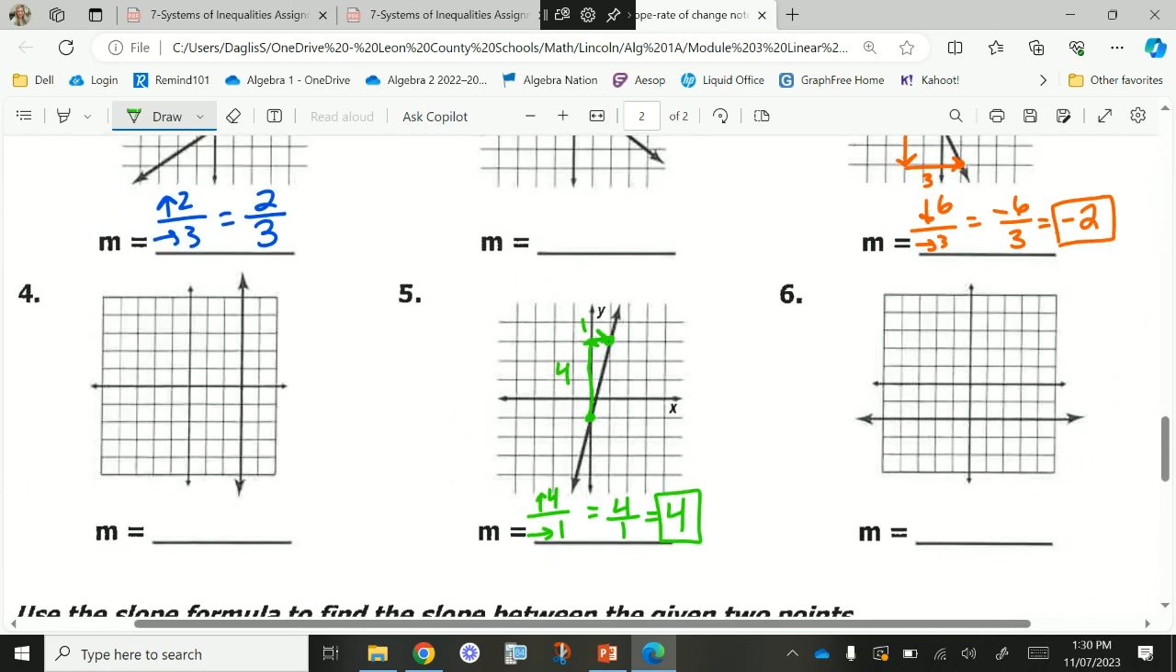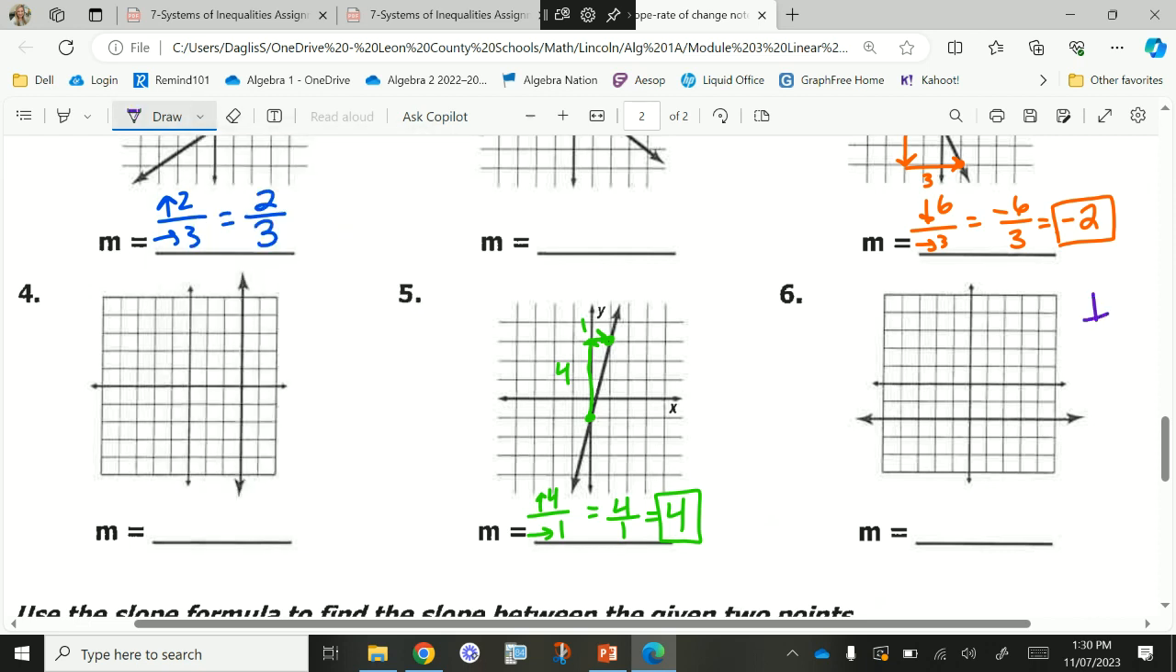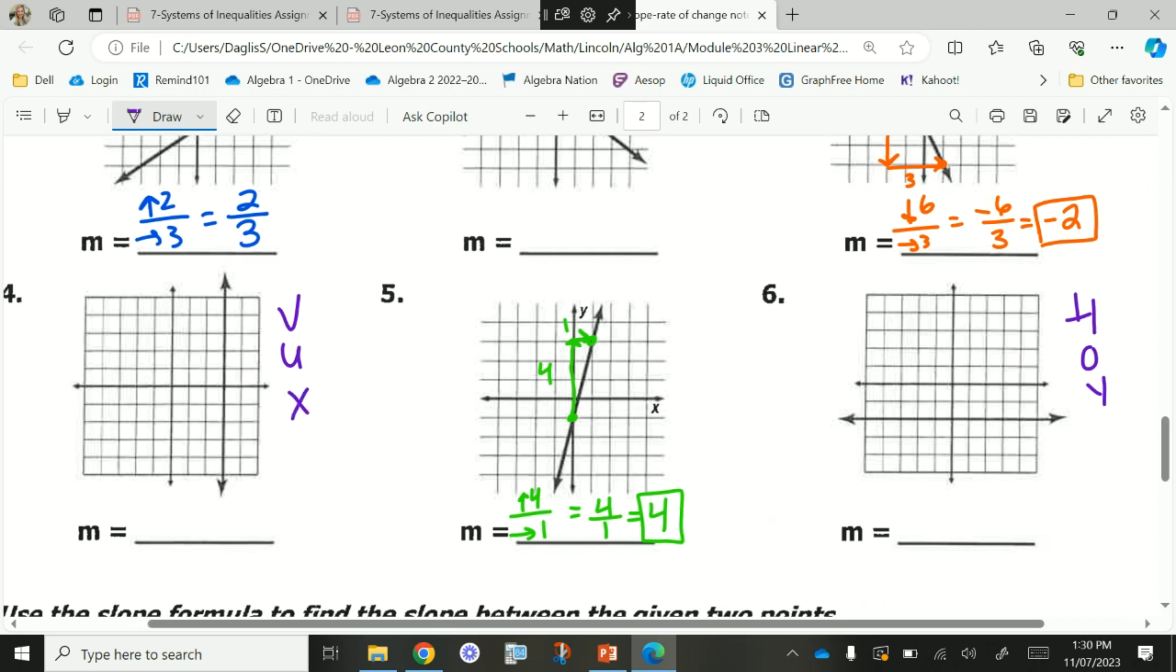I'm not going to do it for you, but for 4 and 6, you can use your HOY BUX, right? Which one of these would be the HOY? The 6. Vertical. Horizontal. And which one would be my BUX? This guy. So there's a little hint for you. If you are stuck on those, HOY will help you with 6. BUX will help you with 4.